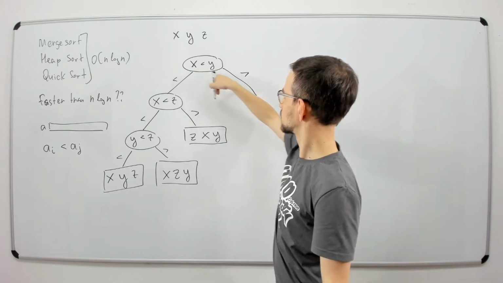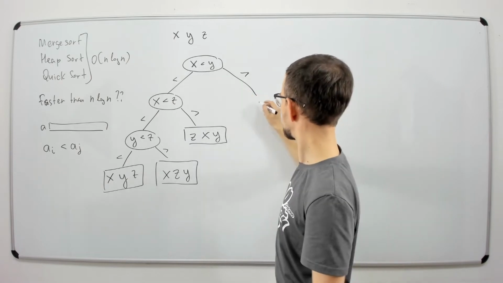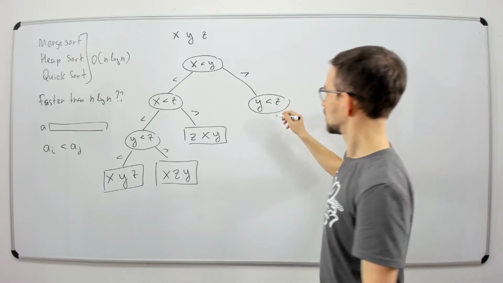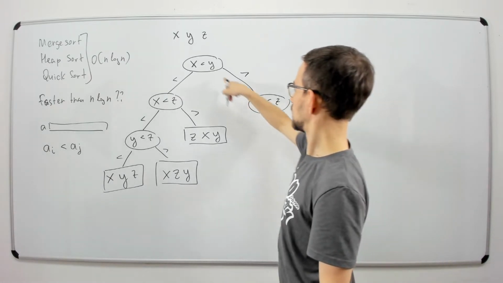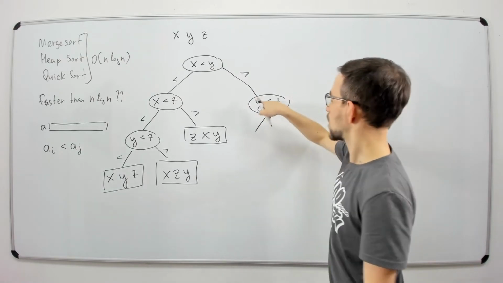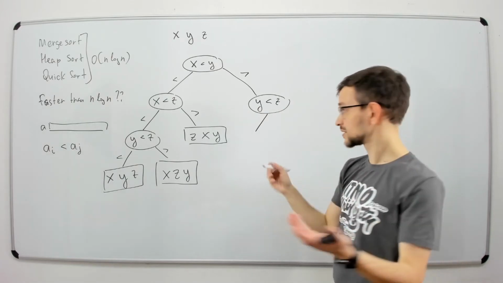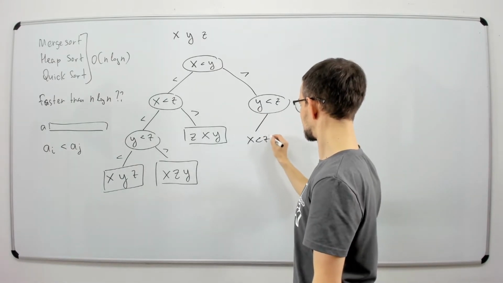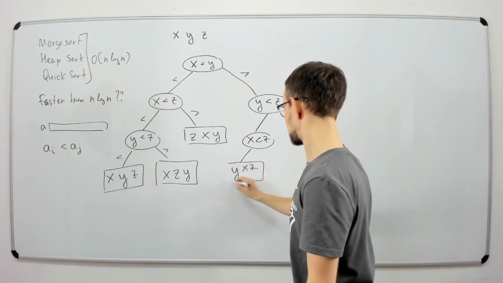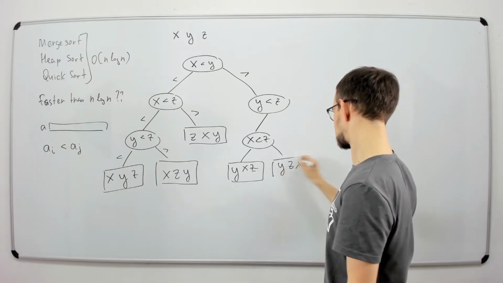So if x is greater than z, then y, then we compare, let's say y is the minimal element, so we compare y with z. If y is less than z and y is less than x, then we need to compare x and z. If it is less, then we have y, then x, then z. If it is greater, then we have y, then z, then x.